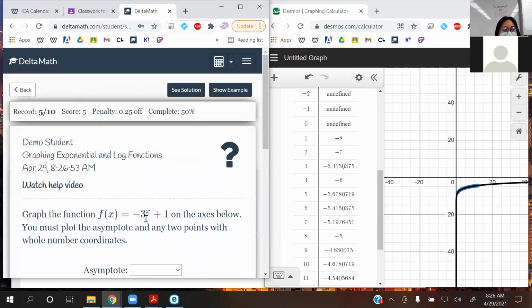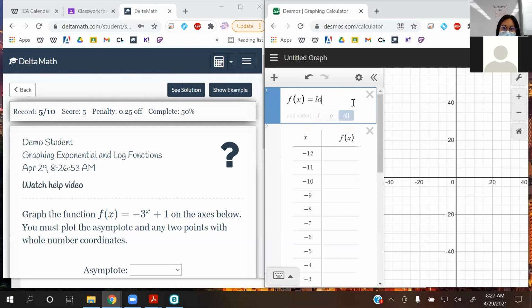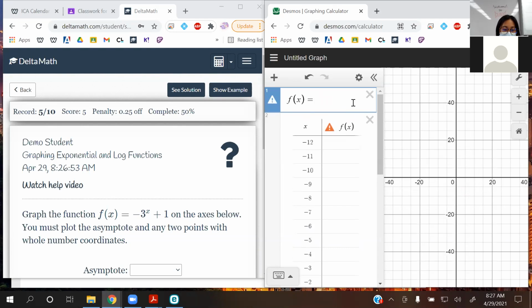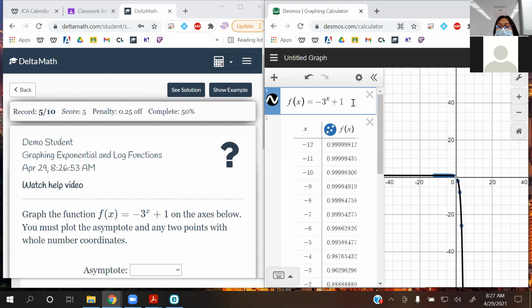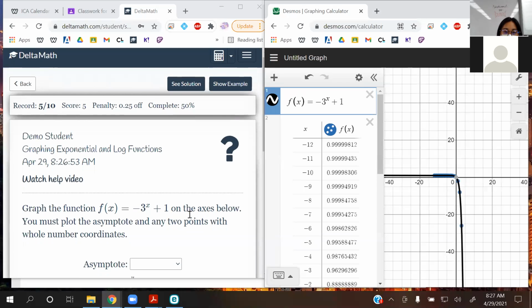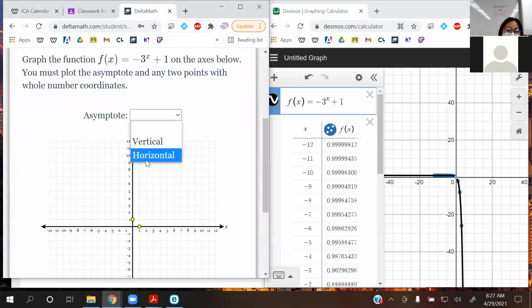And cool, I wanted an exponential and they gave me one. So let's type this in. Negative 3 to the power of x plus 1. So there we go. And remember that when you have an exponential, your asymptote this time is going to be horizontal. And then we can figure out what that is.